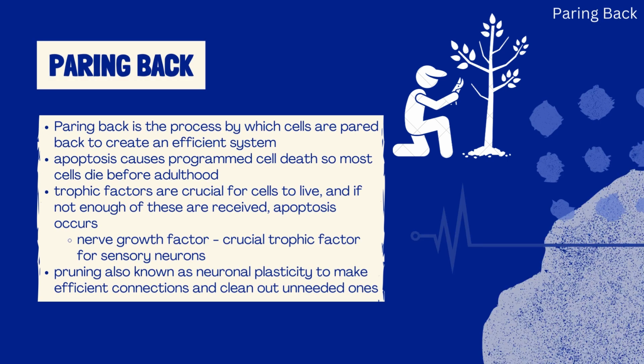Pruning back. Pruning back is the process by which cells are pared back to create an efficient system. Apoptosis causes programmed cell death, so most cells die before adulthood. Trophic factors are crucial for cells to live, and if not enough of these are received, apoptosis occurs. One type of trophic factor is nerve growth factor, which is a crucial trophic factor for sensory neurons. Pruning, also known as neuronal plasticity, has the job of making efficient connections and cleaning up unneeded ones.